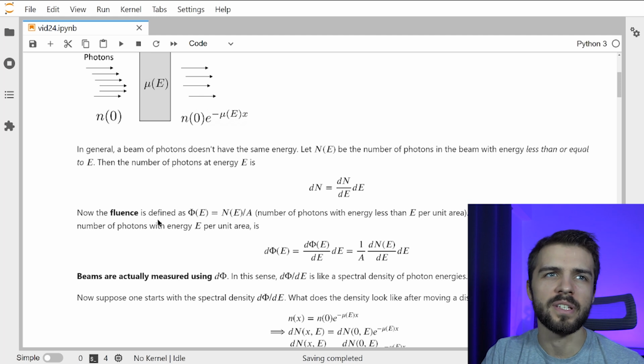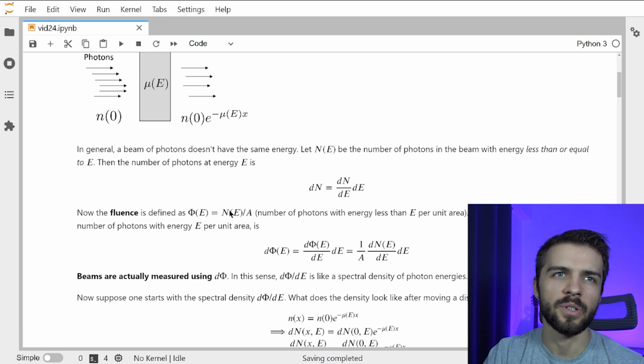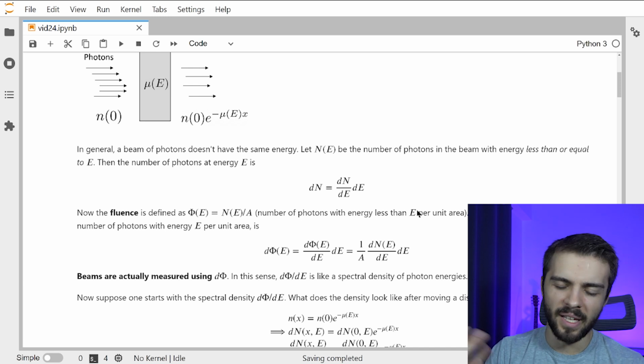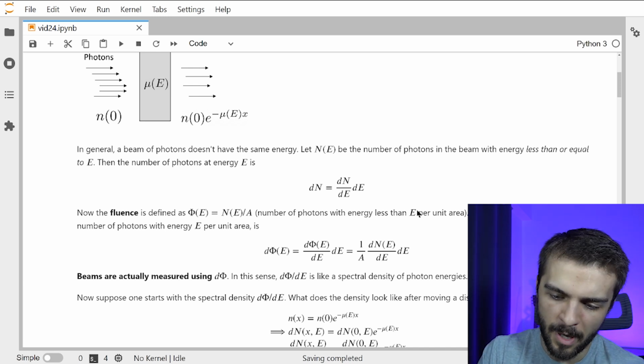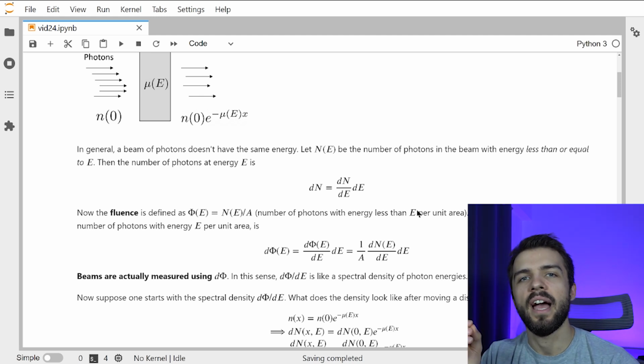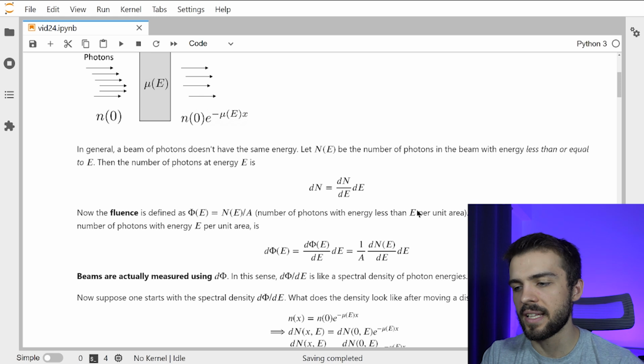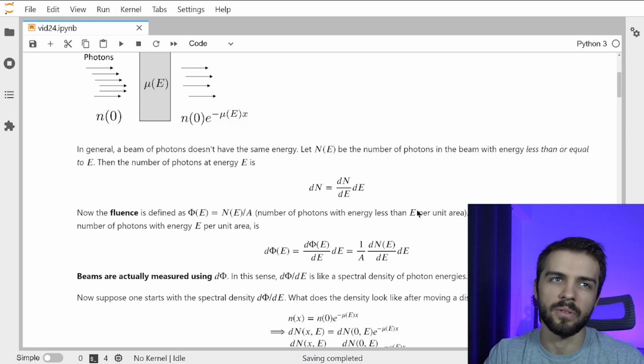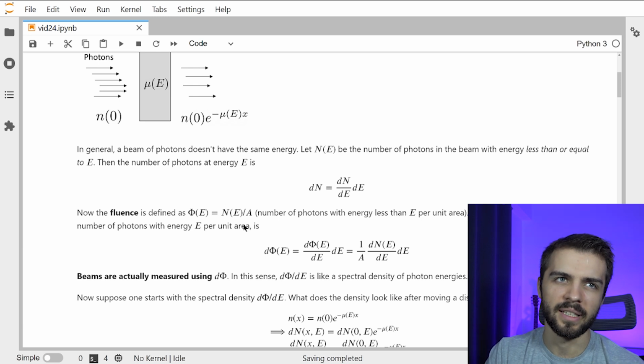So the fluence is defined as capital Phi of E, which is N of E divided by A. So the number of photons with energy less than E per unit area. And this is sort of what you would deal with in an experiment. You'd have some unit area, and there'd be photons hitting it, and you would count, okay, in how many seconds, how many photons hit this area. So this capital Phi of E is just an easier way of tabulating this.